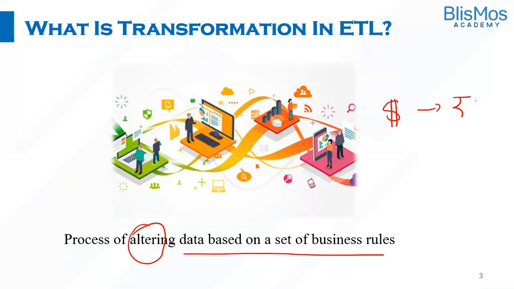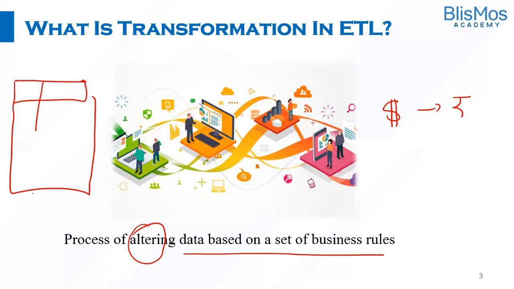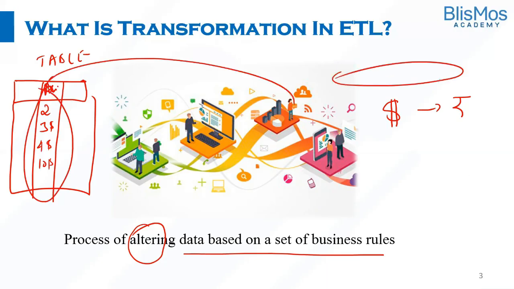On what are we trying to apply these business rules? We are trying to apply these business rules on the values in the different columns of the tables or the data which is coming from files. For example, here we have a table. Within that, one of the columns happens to have price in dollars: $2, $3, $4, $10, like that. But the requirement is to have all these values in rupees in our data warehouse. So we'll convert all the values in dollars into rupees. This is one of the very simple examples of a transformation.